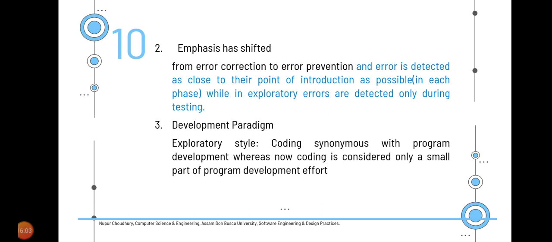The third important difference is the development paradigm. In exploratory style of development, coding was synonymous with program development. That means if someone is asked to develop a program, it means he is asked to code the program. Whereas in today's concept of software engineering, coding is considered as only a small part of the full program development effort, which also includes requirement analysis, designing, testing, maintenance, etc.